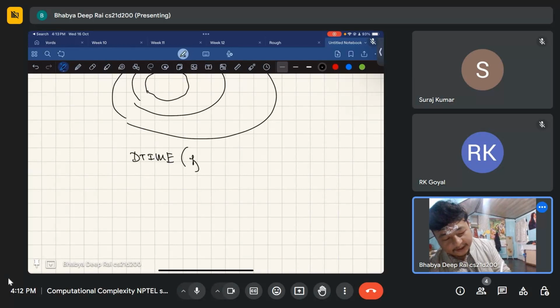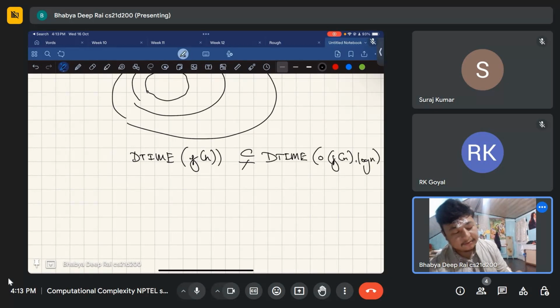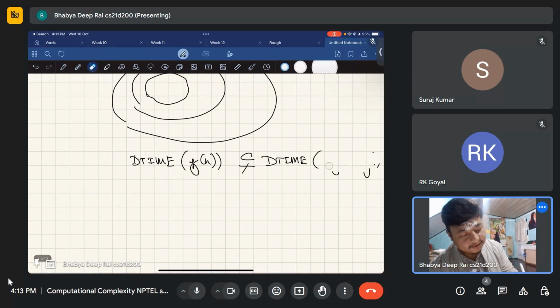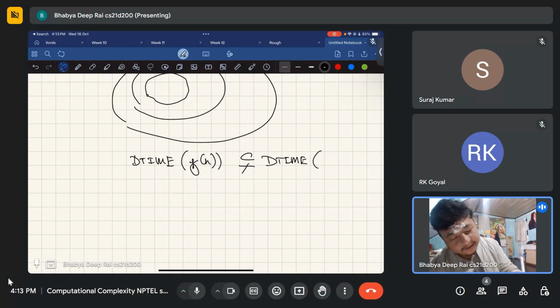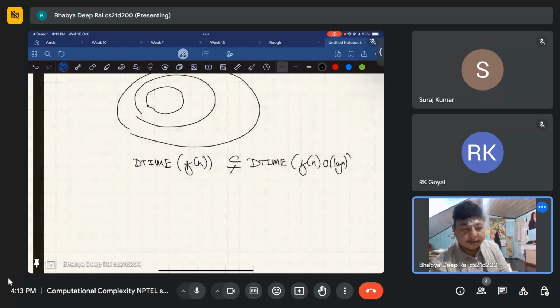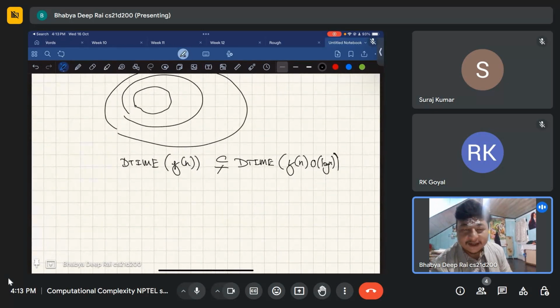DTIME of f(n) is strictly contained in DTIME of f(n) times little o of log n. Or it would be more correct to say f(n) times little o of log n. So this is what the time hierarchy theorem said. What does it mean? It means if you give me strictly log n more time, I can decide strictly more languages than what I could previously do.